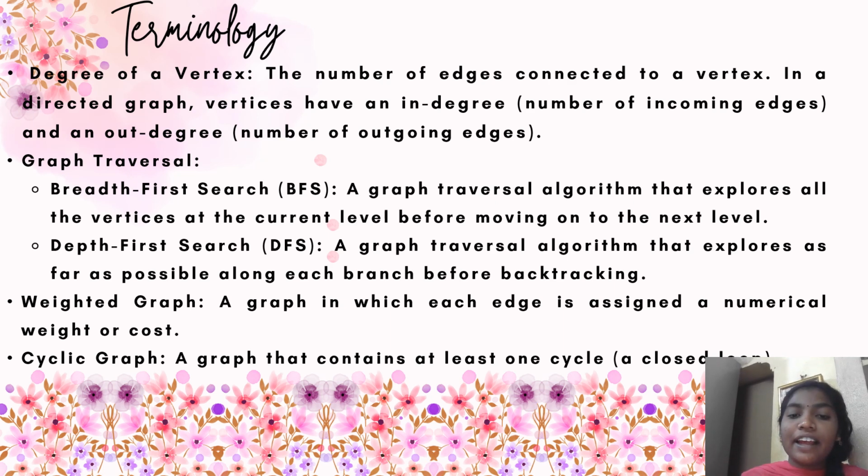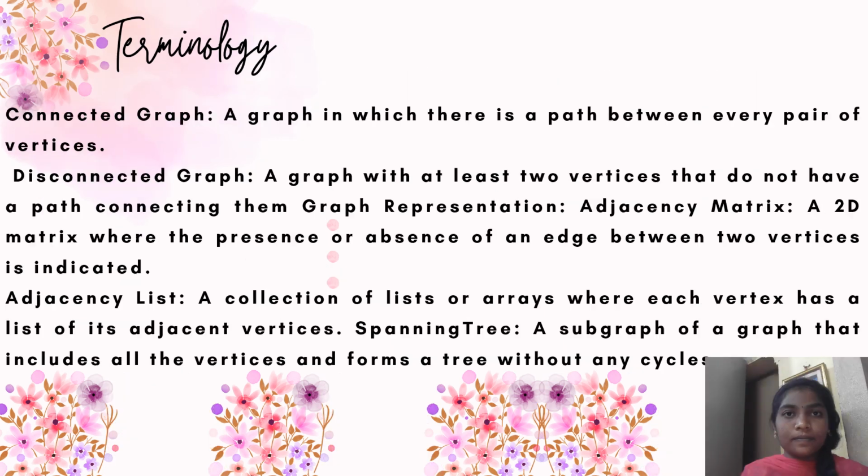Weighted graph: a graph in which each edge is assigned a number or weight is called a weighted graph. Cyclic graph: a graph that contains at least one cycle is a cyclic graph or closed graph. Connected graph: a graph in which there is a path between every pair of vertices is called a connected graph. Disconnected graph means a graph with at least two vertices that do not have a path connecting them. So it is called a disconnected graph.